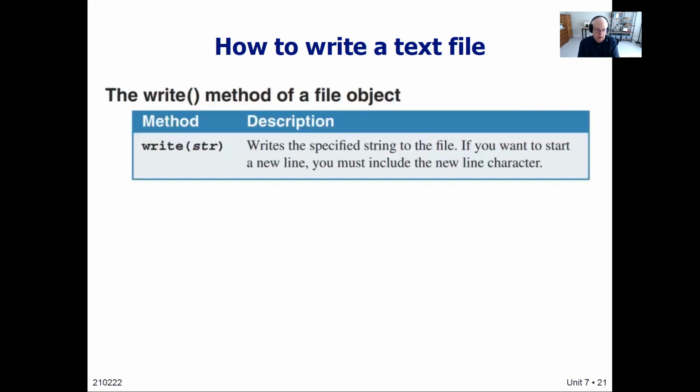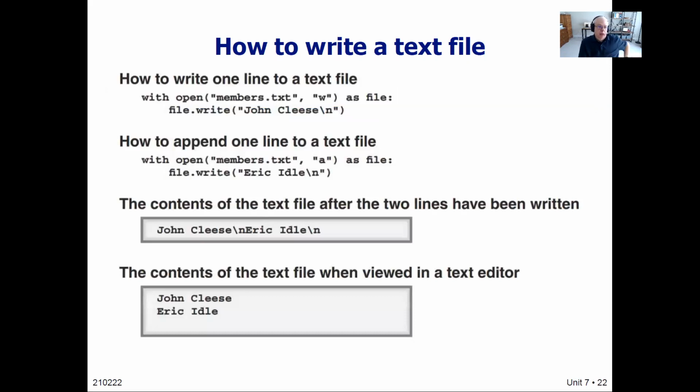So write, and then whatever that string is. And we're talking about a big string. It could be a big string if it has to be. Typically, you're going to have a bunch of writes that are going to pile on. We'll see how that works here in a minute. So one line to a text file, very simple. With open, we're opening the file, and then file, which is the file object, dot write method, and here's our string.